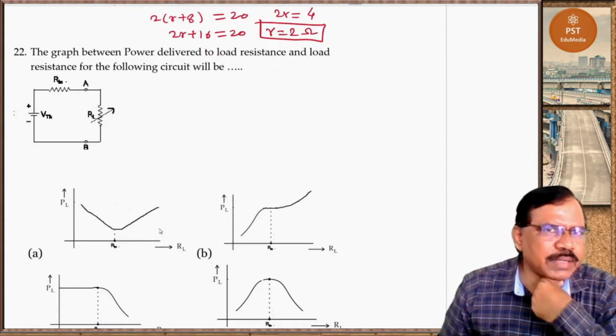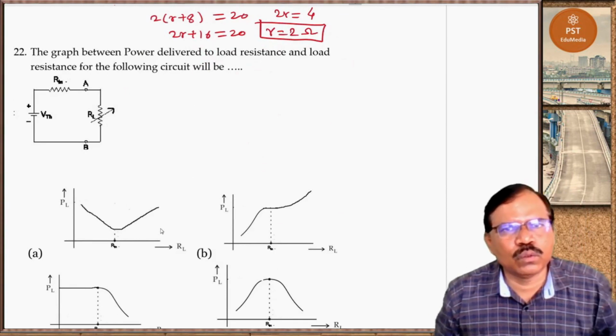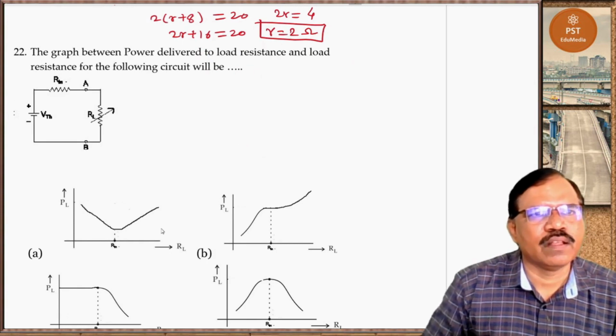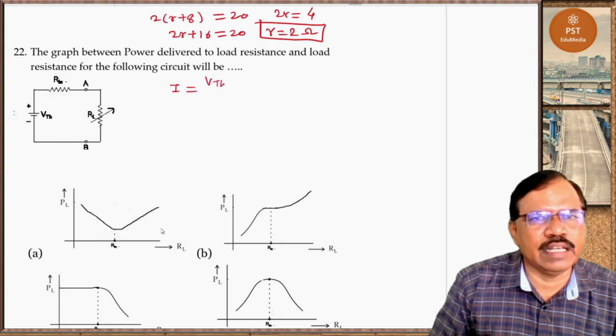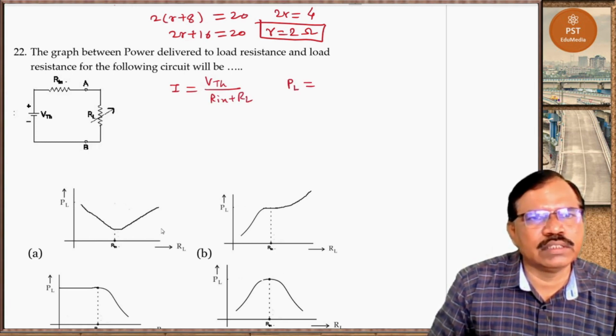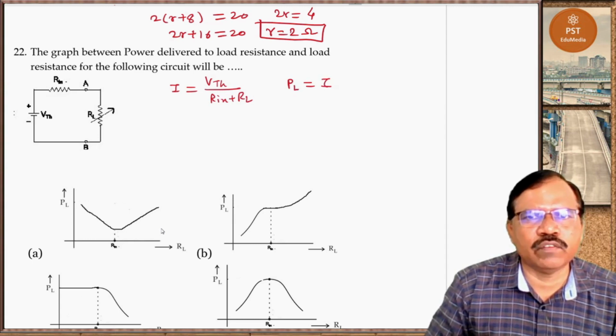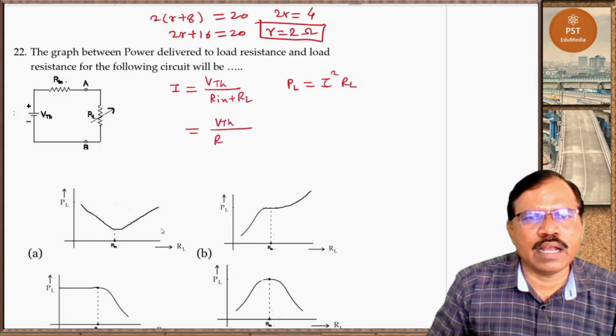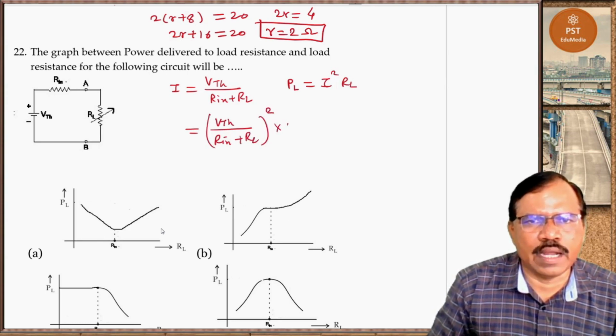Now see the graph between power delivered to load resistance and load resistance for the following circuit will be. So what happens here? What is current? Here in the path, current is VTH upon R in plus RL. What is power delivered to this load? That is I square RL. So here VTH upon R in plus RL square into RL.